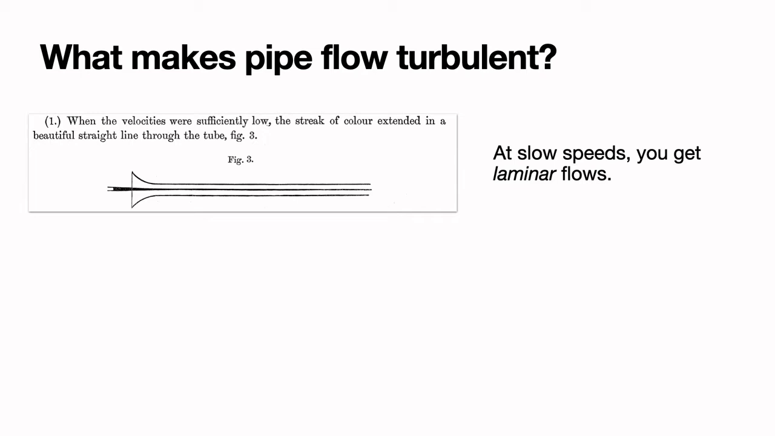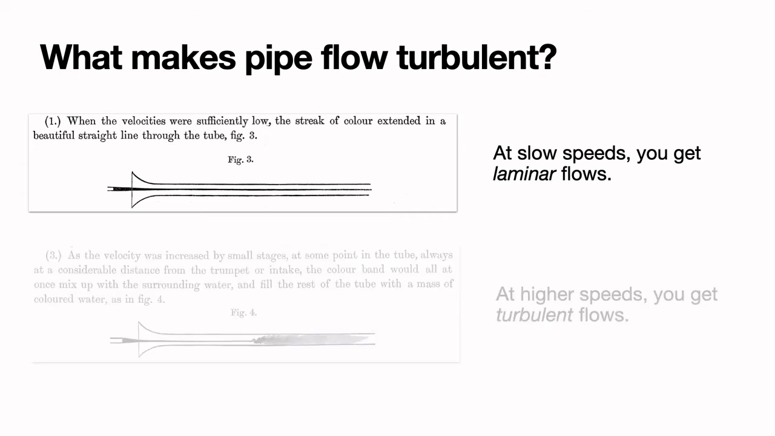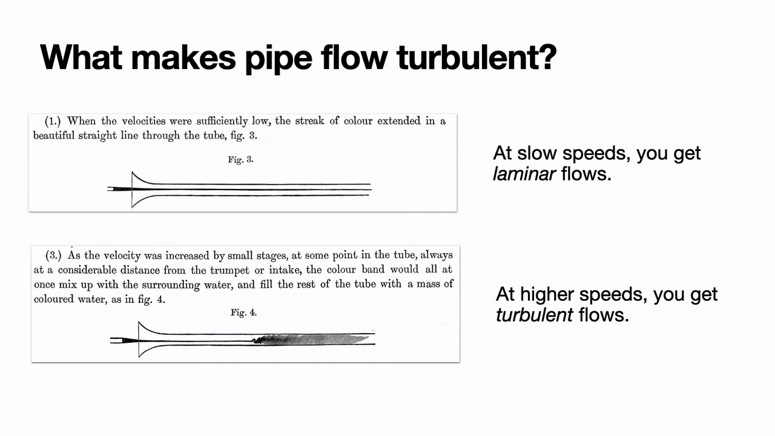So at slow speeds, you're getting this nice laminar flow. The dye that you can use to visualise the fluid just proceeds along one of those layers we saw earlier. As the velocity was increased, though, by small stages, at some point in the tube, always at a considerable distance from the trumpet, which is the intake there, the colour band would all at once mix up with the surrounding water and fill the rest of the tube with a mass of coloured water. Or in other words, you get turbulence. So you get this nice visualization of what he saw. It starts out a little bit straight, just like we saw before, but eventually something happens and all of a sudden we get turbulence. So we'd really like to know what that something actually was.